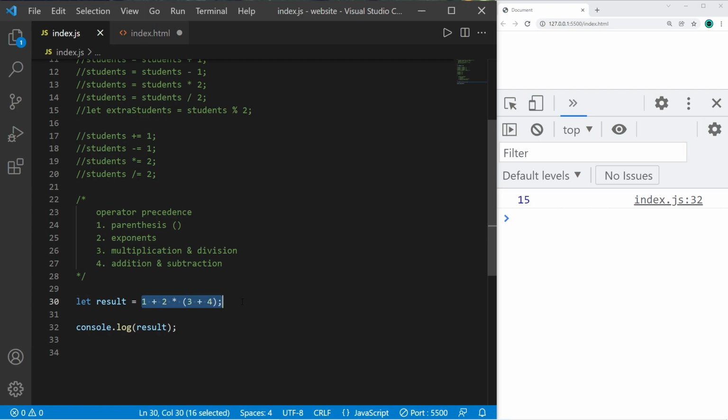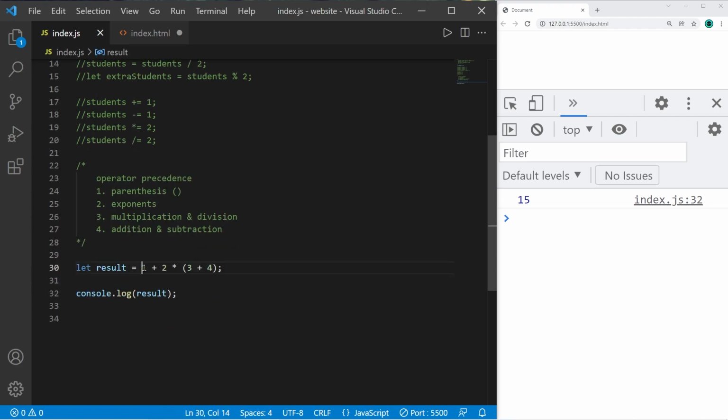The order in which you solve this is that you begin at the left and work your way towards the right. You solve anything within parentheses first, then exponents, then multiplication and division, then lastly addition and subtraction. Starting on the left and working our way towards the right, we would solve anything with parentheses first. 3 plus 4 is 7. Then we solve any exponents. There aren't any. Multiplication and division, we can either resolve 1 plus 2 or 2 times 7. So multiplication has precedence over addition. We would solve this first, then it's just 1 plus 14, which is 15.